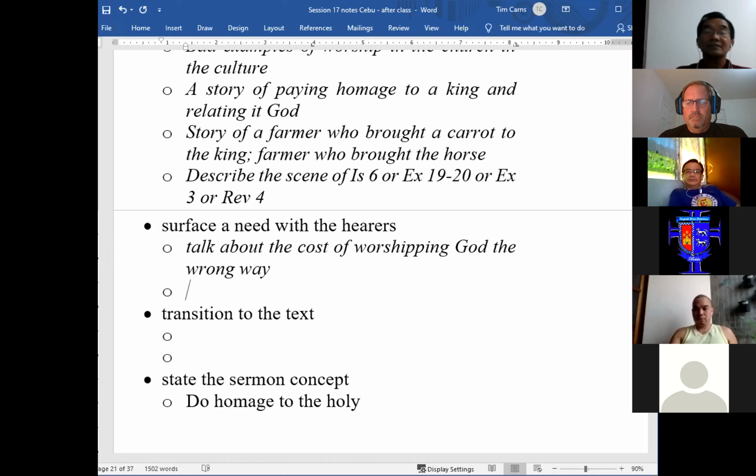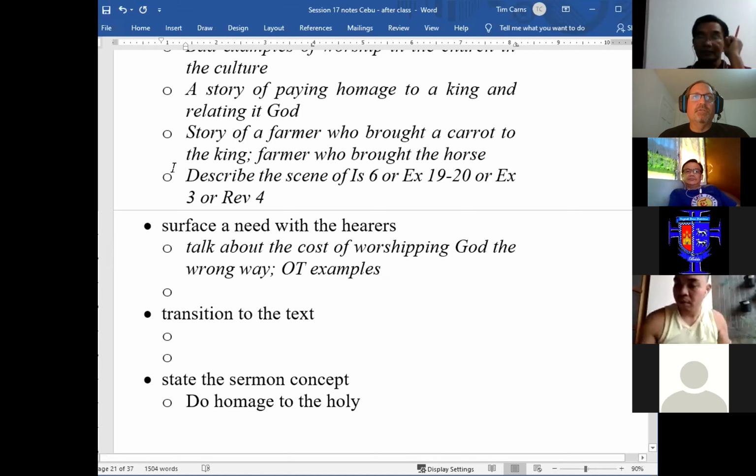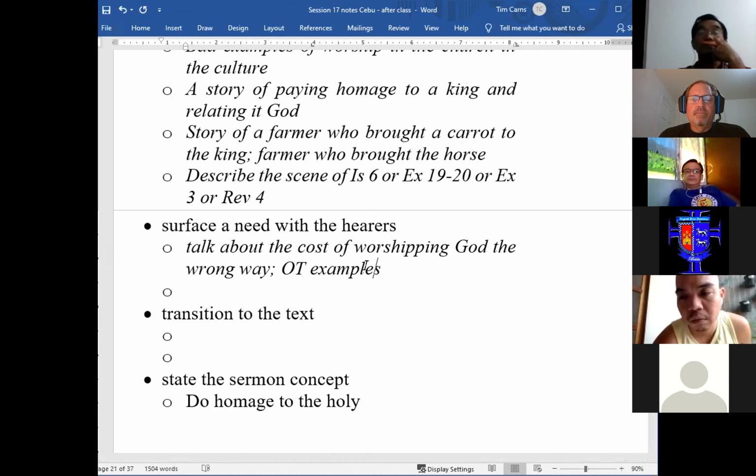I think in the Old Testament it would cost you your life if you approach God in the wrong way. Yeah, and you want to surface that need in your hearers, so you need to ask, how much do you really think about how you approach God? How seriously do you take it? Now, especially if you've described the scene in Isaiah 6 or something like that, think about, is this the attitude in which you approach God? And what do you think about those who don't?